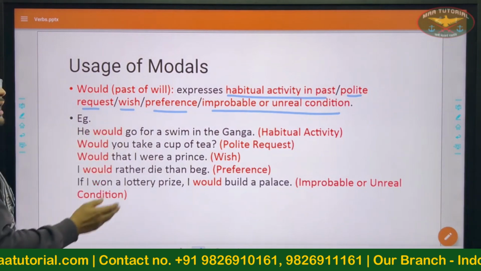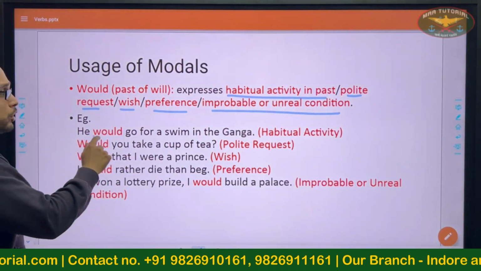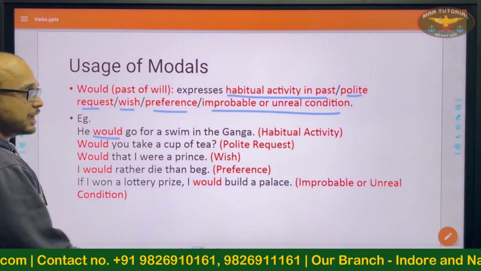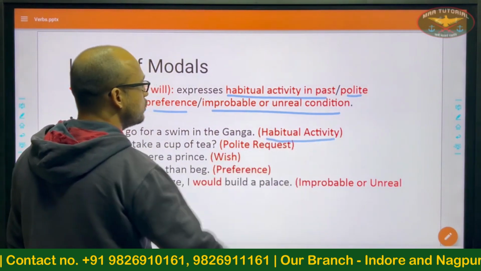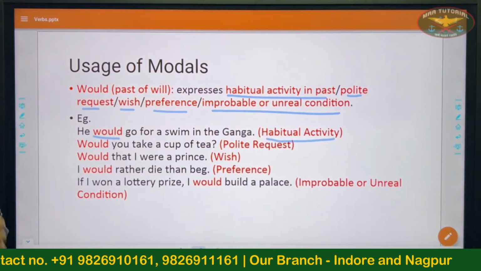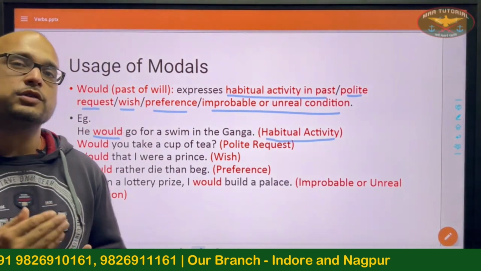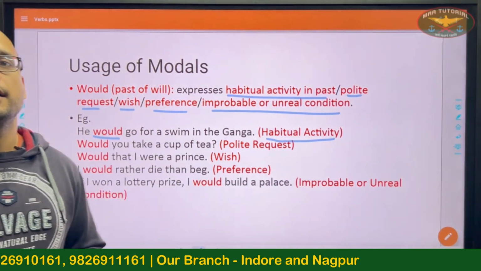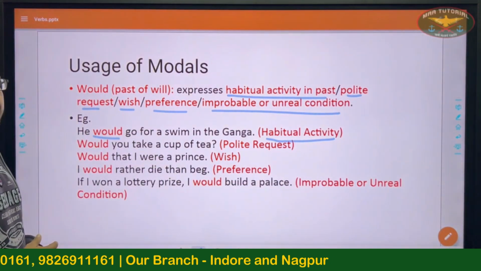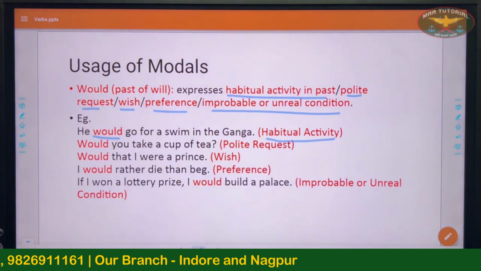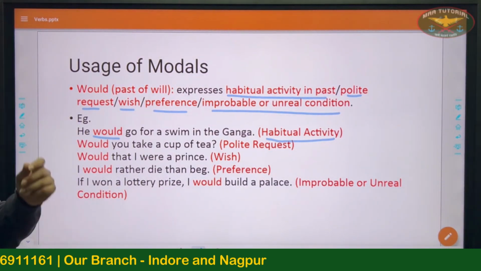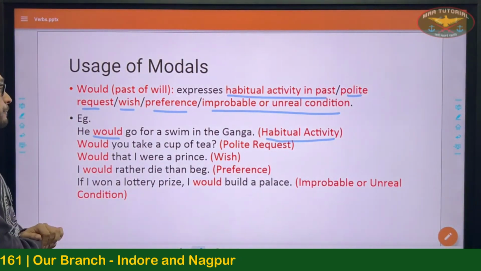So how will we talk about habitual activity in the past? He would go for a swim in the Ganga. It's a habitual activity. Maybe he was living in Banaras for some time, for a year. And during that year, he would go for a swim in the Ganga every day. Maybe he was living in Banaras at one point in time, or maybe Rishikesh, or maybe some other point along the holy Ganga. All right.